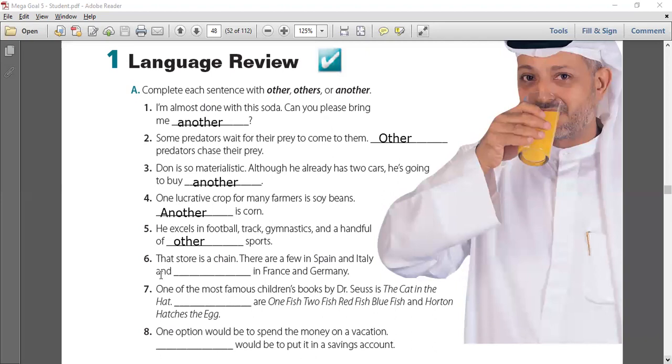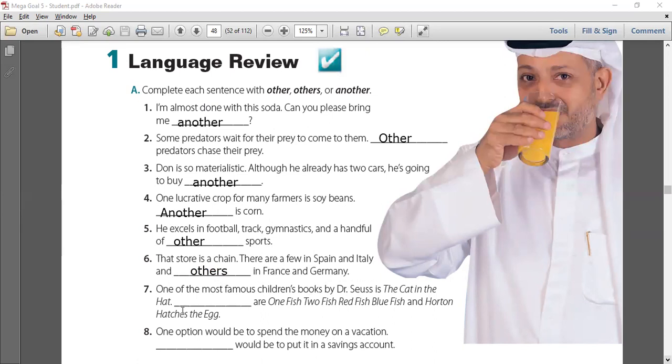Very good. Number 6. That store is a chain. There are a few in Spain and Italy and others in France and Germany. Yes, Bayadir? Very good. Others. Why? Because there are, as you can see here, there are a few in Spain and Italy and others in France and Germany.